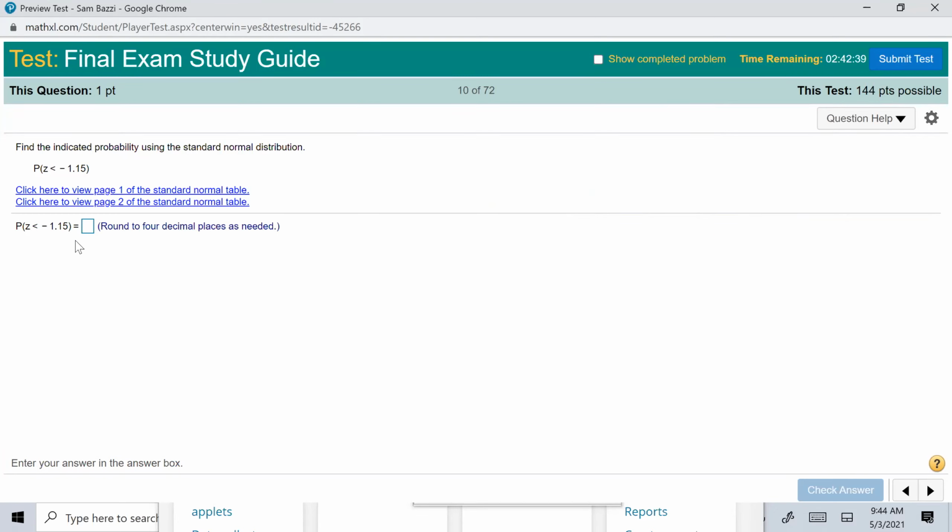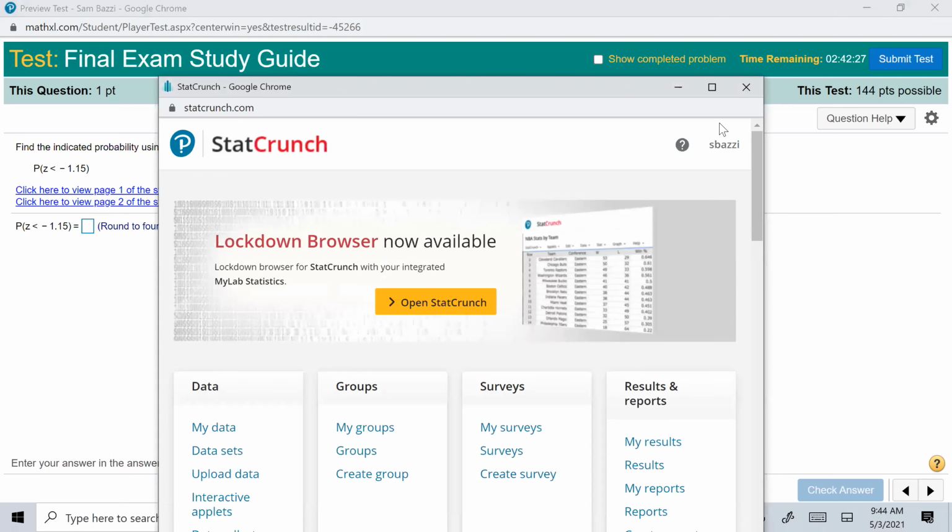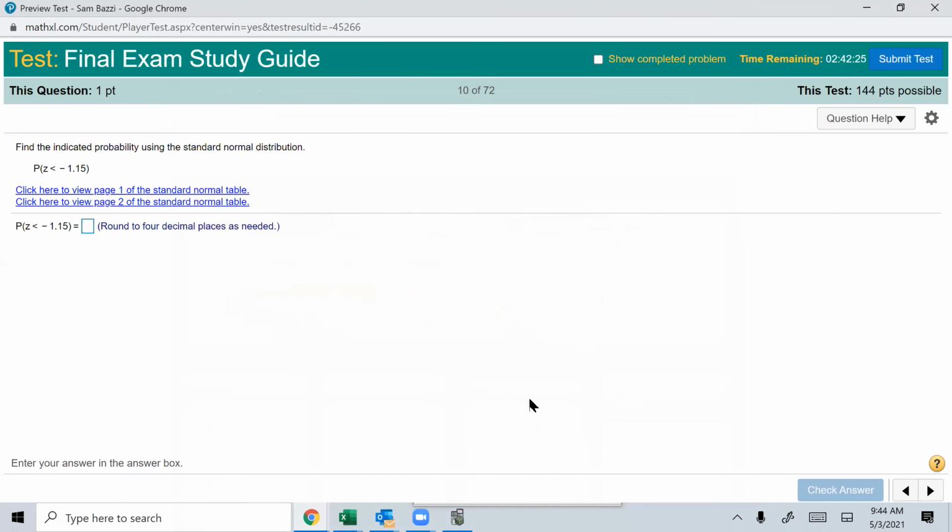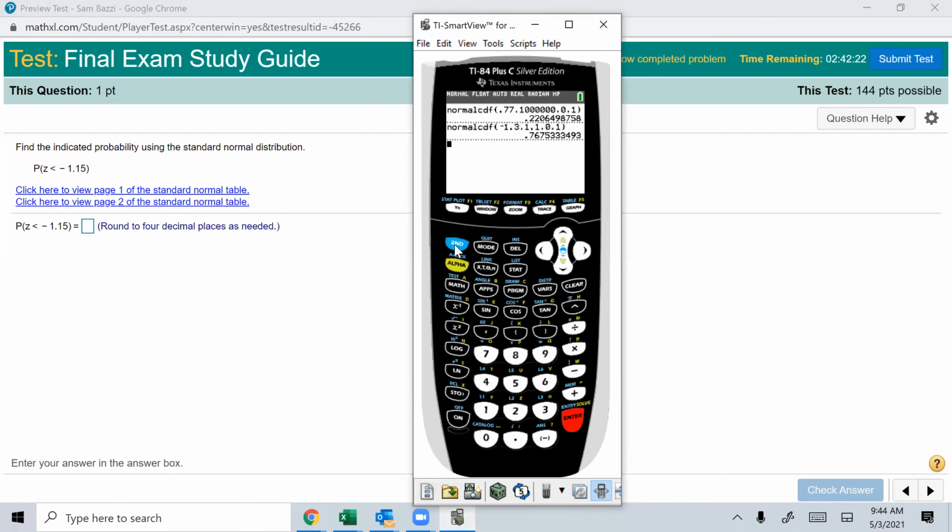Find the indicated probability. See, that's an important chapter. You see quite a bit of questions in there. So, probability of Z less than negative 1.15. I will bring the calculator up. So second distribution, normal CDF. Less than negative 1.15 means my upper bound is negative 1.15. So what would be your lower bound, guys?